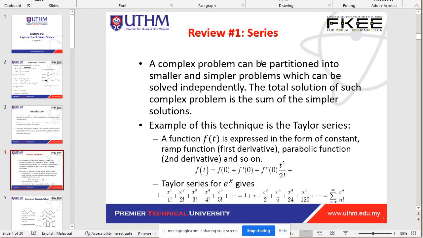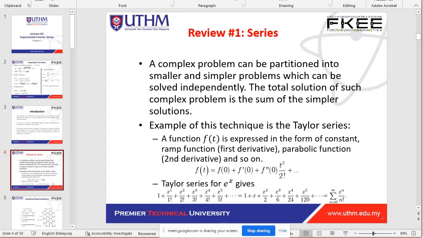A complex problem can be partitioned into smaller and simpler problems which can be solved independently. So the total solution of such a complex problem is a sum of the simple solutions. This means that the complex solution actually is a combination of single or independent solutions. They combine together and become a complex problem.